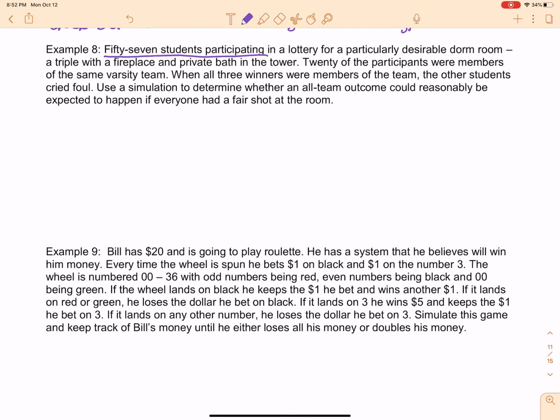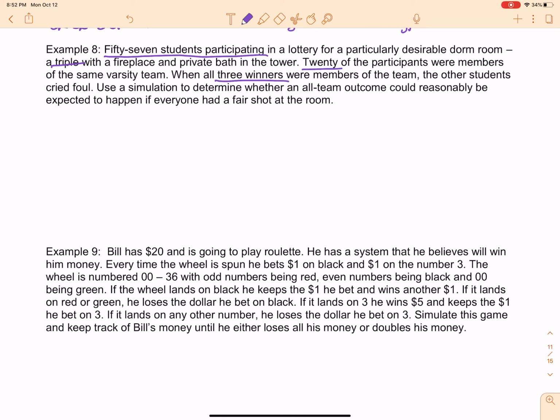20 of the participants were members of the same varsity team. So that means 20 out of the 57 belonged on the same team, whatever it was. Could have been basketball, volleyball, football, whatever. When all 3 winners were members of the team, because this is a dorm room for a triple, it's 3 people, so all 3 of the winners happened to be some of those 20 on that same team, the other students, of course, cried foul because nothing's fair.